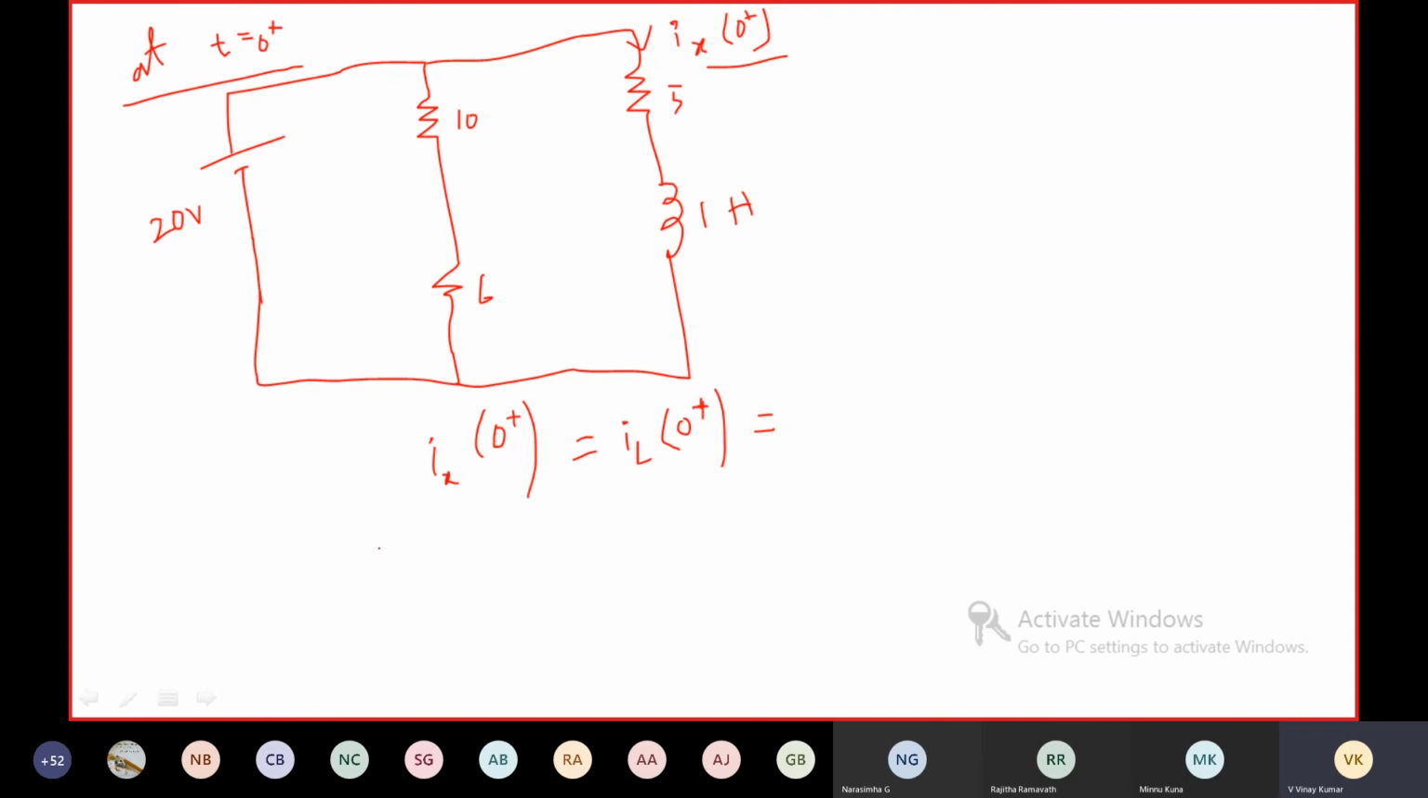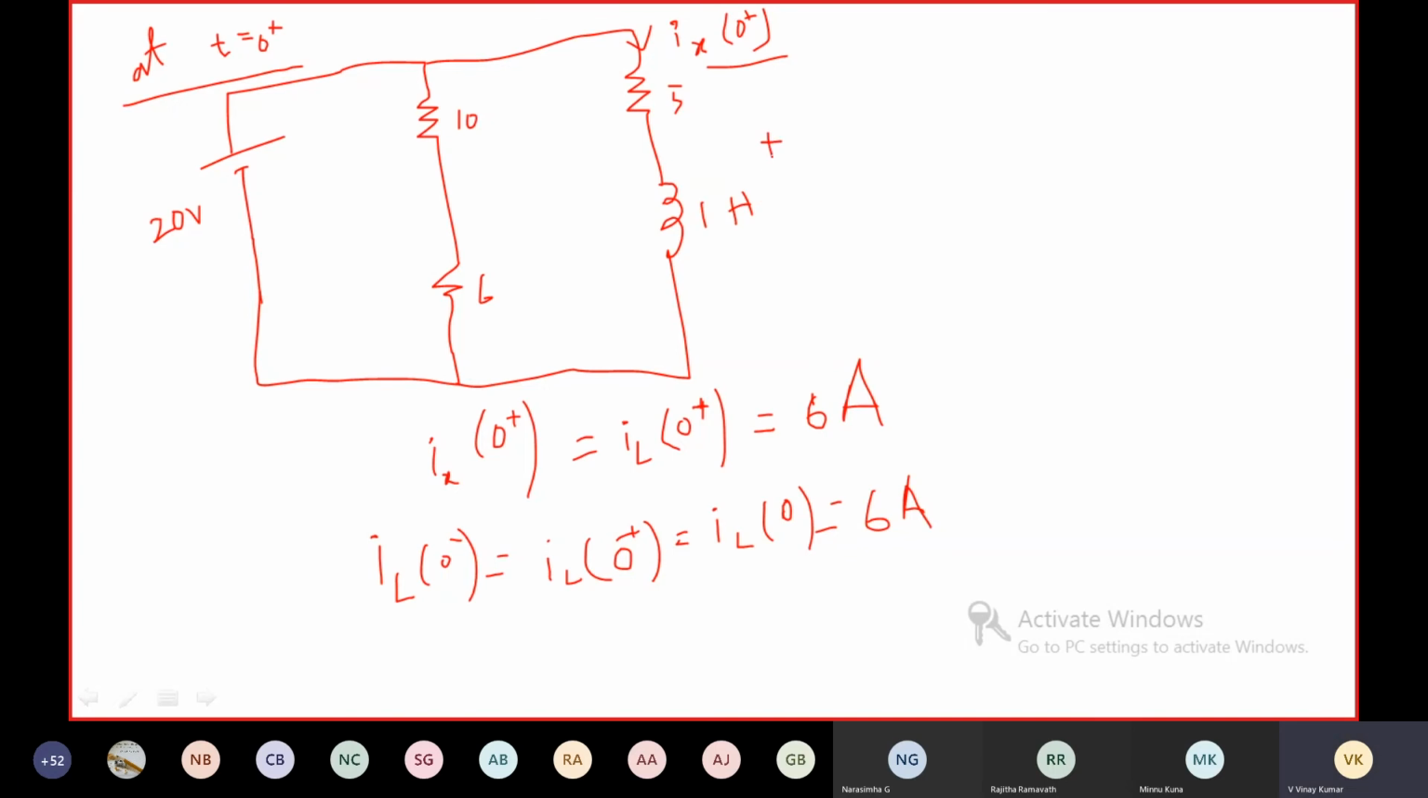Okay, let us find IL of 0 plus. The current through the inductor cannot change instantaneously. That's why IL of 0 minus is equal to IL of 0 plus, which is equal to IL of 0, which is equal to 6 amps. We already found this value, 6 amps. Then Ix of 0 plus would be 6 amps only.